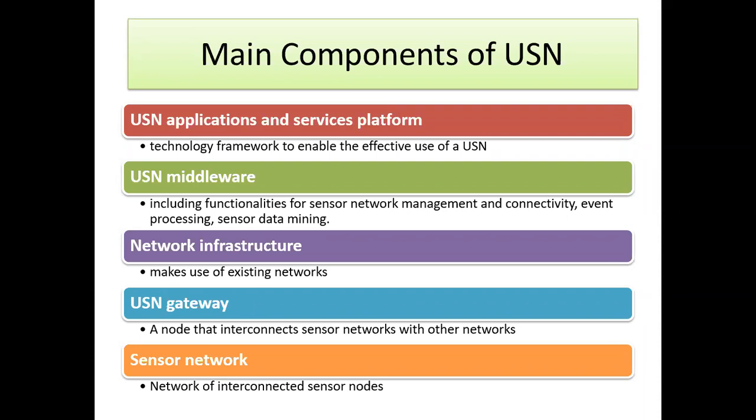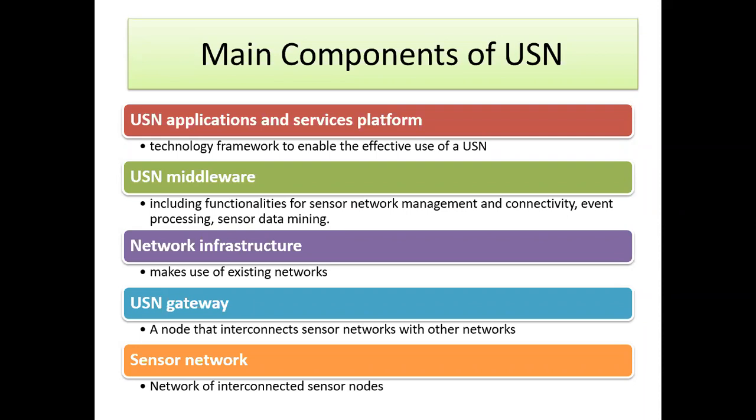This layer provides functionalities for sensor connectivity, network management, sensor data mining, and event management. Okay. For that, USN middleware is there. Then the next one is network infrastructure. It makes use of existing networks instead of creating new ones. Okay, then USN gateways. Gateways are used to connect sensor networks with other networks to increase the reach of devices. Okay, so it gives faster or better performance.